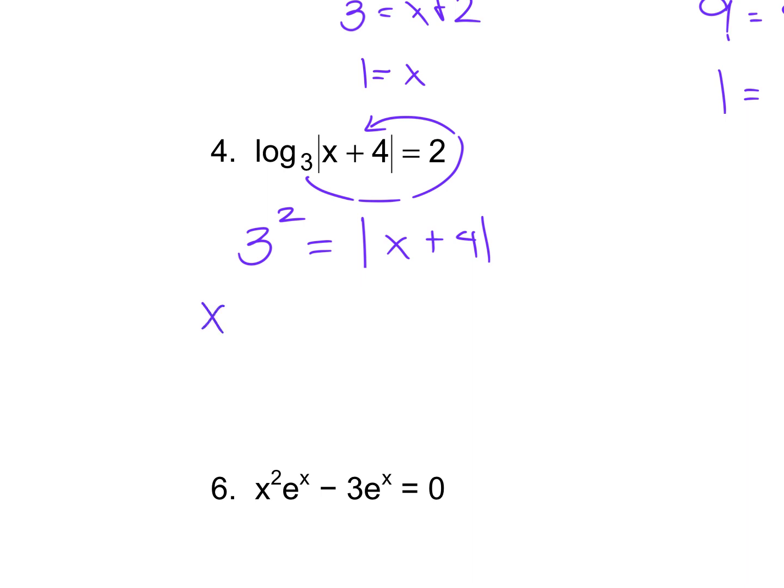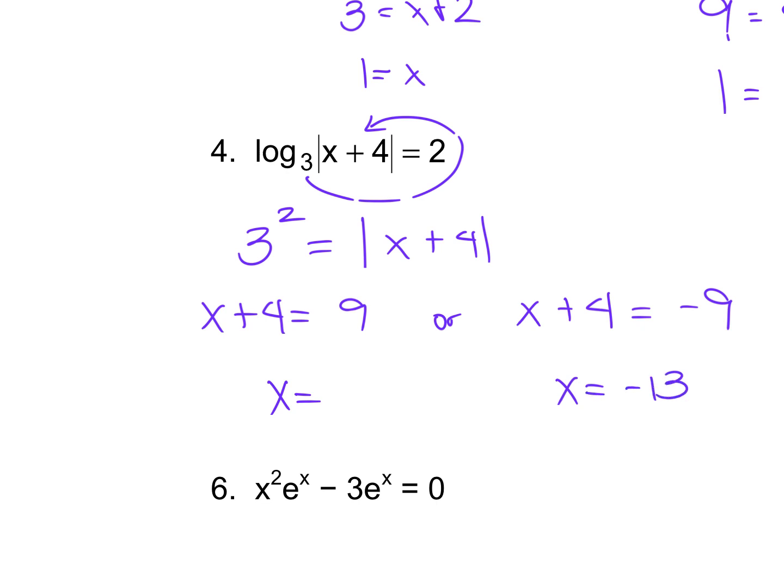So you say x plus 4 is equal to what? 9. Or x plus 4 is equal to negative 9. Solve that one. Take a minute. What do we get? We get x equals negative 13 or x equals 5.